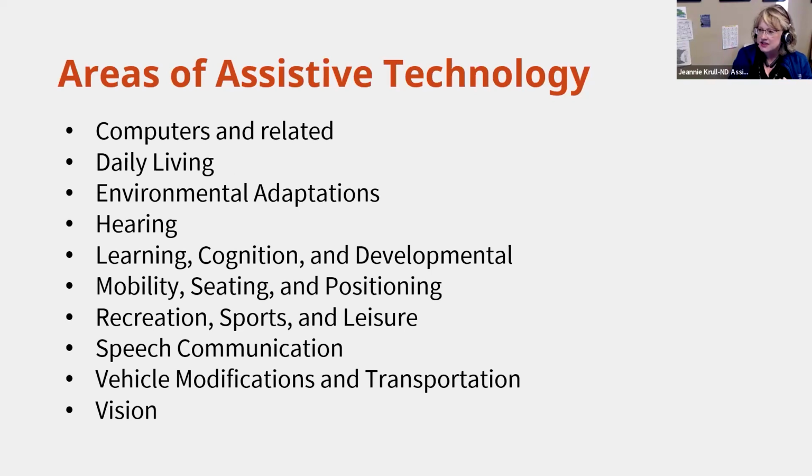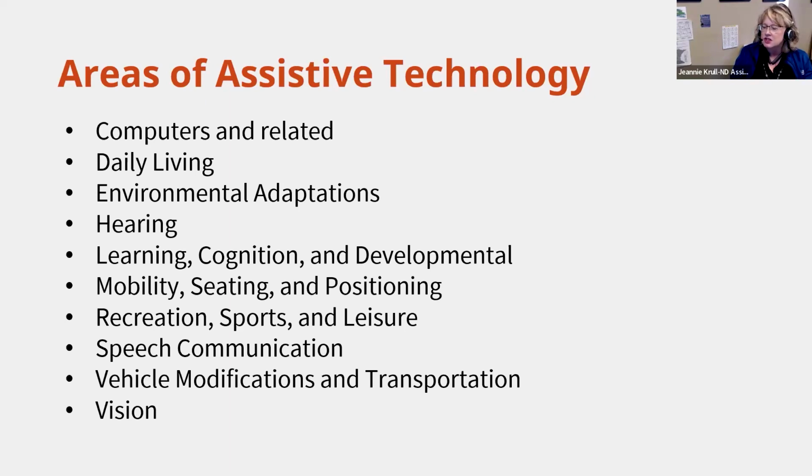Federally, we use these 10 categories: computers and related devices like iPads and tablets and phones; daily living, anything like walkers and wheelchairs and stair lifts and things like that; environmental adaptations, and that could be smart home products, it could be ramps, all kinds of different types of things; hearing devices, it could be the devices to help you wake up in the morning when you're deaf, or it could be hearing aids, many different things like that.